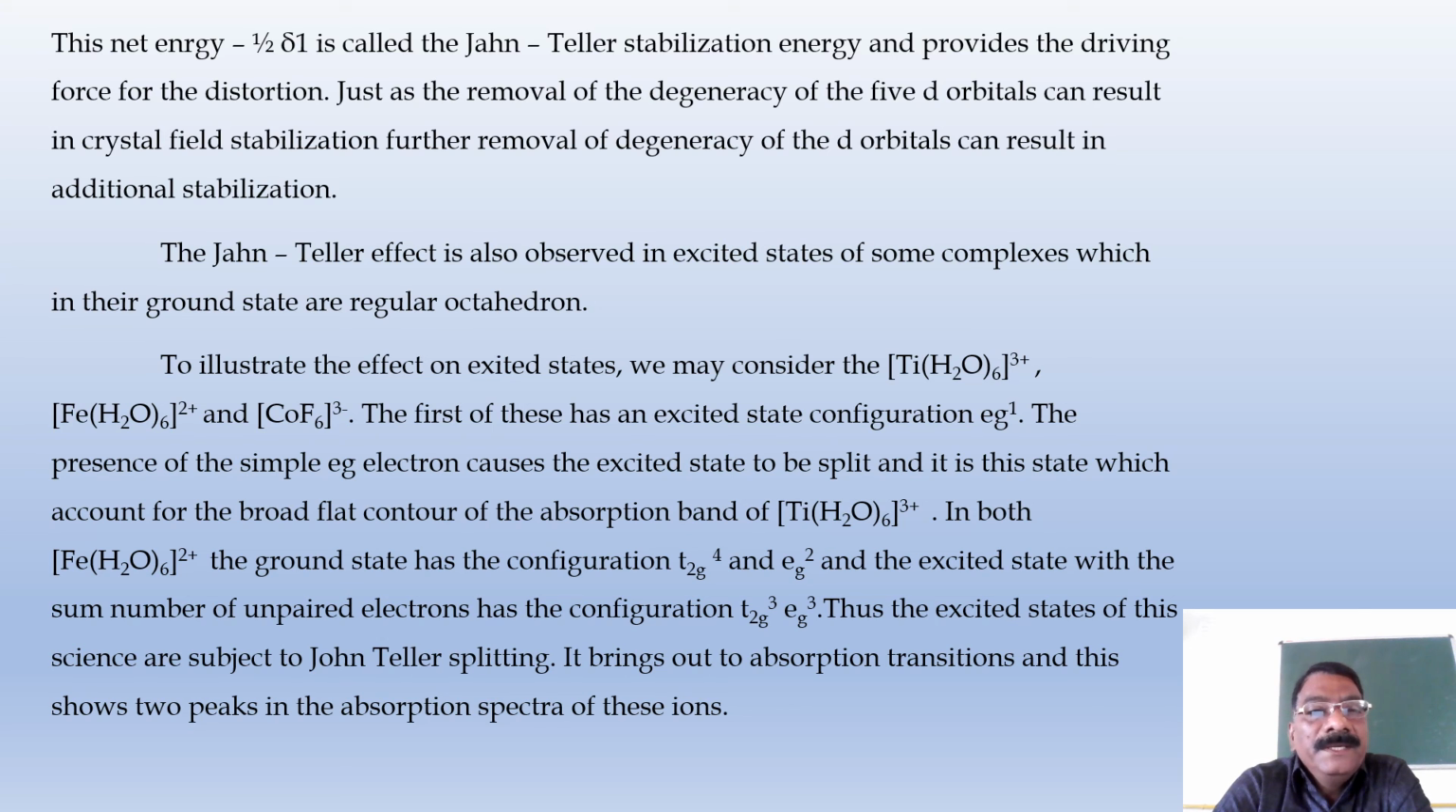In [Fe(H2O)6]2+, the ground state has the configuration t2g4 eg2, and the excited state with the same number of unpaired electrons has the configuration t2g3 eg3. Thus, the excited states of these species are subject to Jahn-Teller splitting. It brings out the absorption transition, and this shows two peaks in the absorption spectra of these ions.